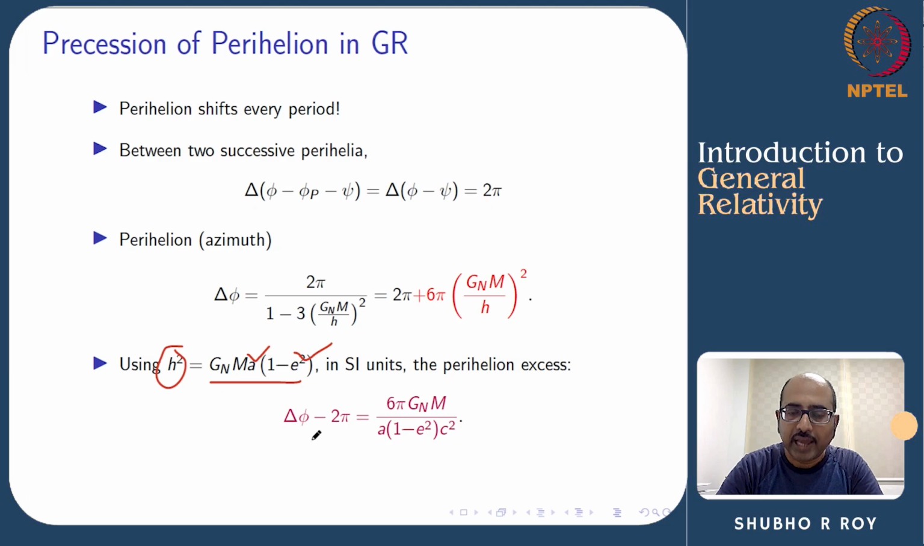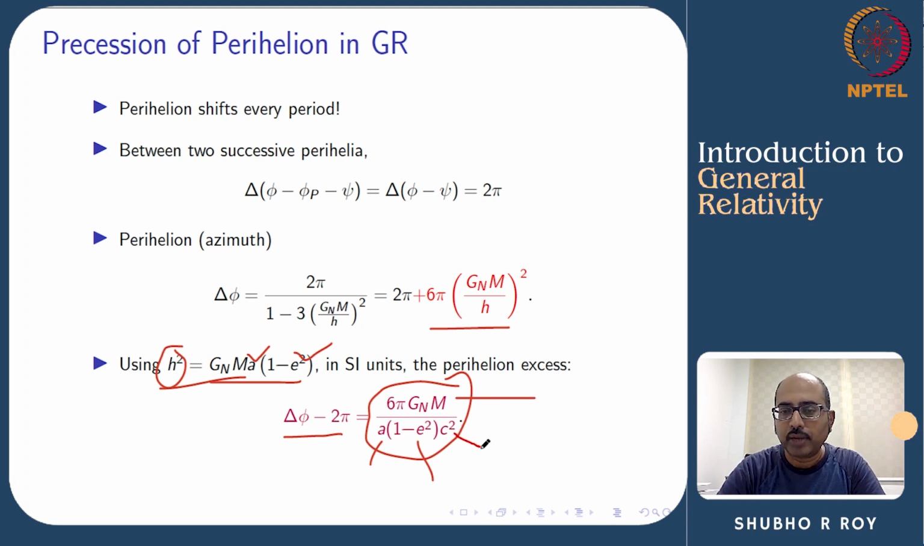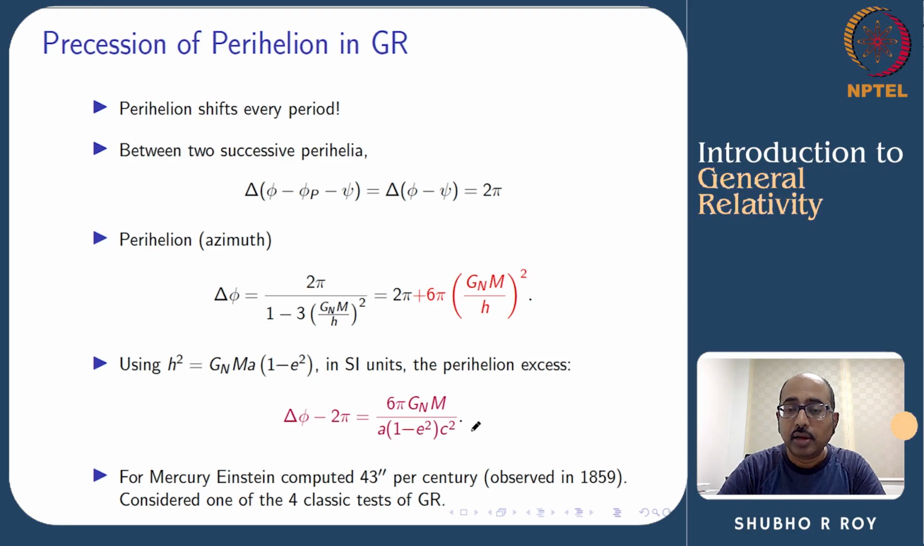So this azimuthal angle excess over twice pi is very important, and this has been demarcated in red. After the substitutions, I can write this in terms of the orbit parameters, that is the semi-major axis, eccentricity, and mass of the central object, and so on. And I've also brought back c squared because I'm using SI units. So this can be computed using Einstein's theory, and in fact, it accounted for the observed perihelion excess of Mercury, which had been observed in 1859 actually.